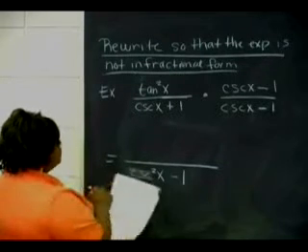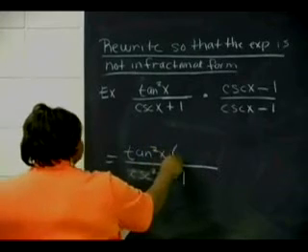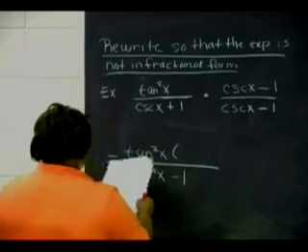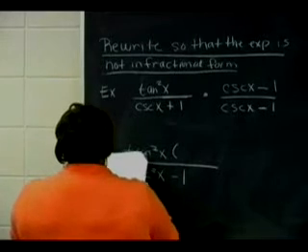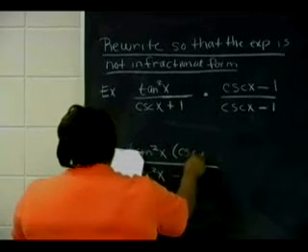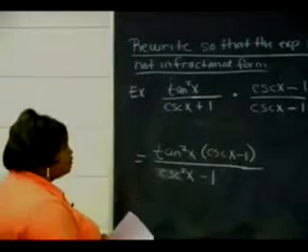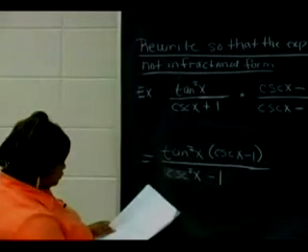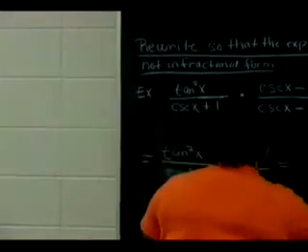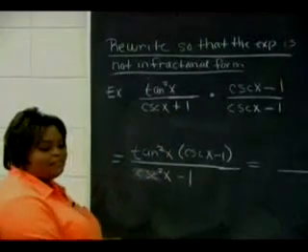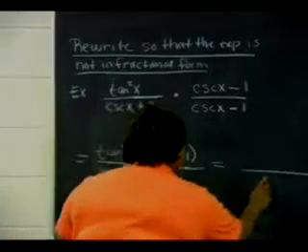Cosecant. So I still have my tangent squared x times my what? Cosecant x minus 1. But you're still left with something in the denominator. You're still left with something in the denominator. But what is this something by a Pythagorean identity? It's cotangent squared.